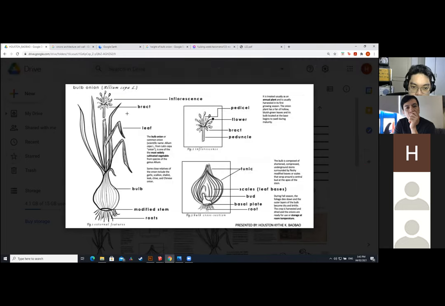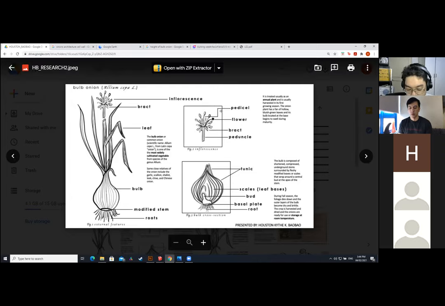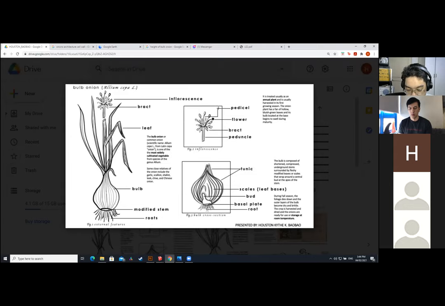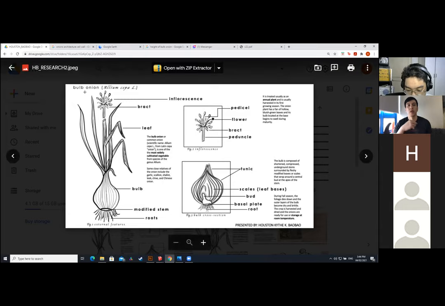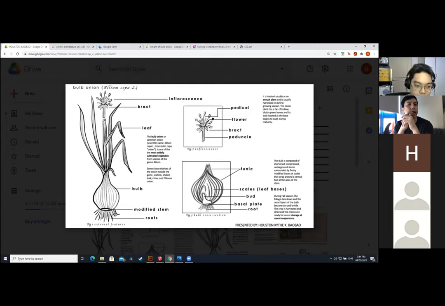On the next slide, I have three figures here. The first figure depicts all the external features of the plant, such as the inflorescence, bract, leaf, bulb, and modified stem and roots. Figure two is the more detailed breakdown of the inflorescence and the bract: the pedicel, the flower, the bract, and the peduncle. That's the flower of the whole onion.